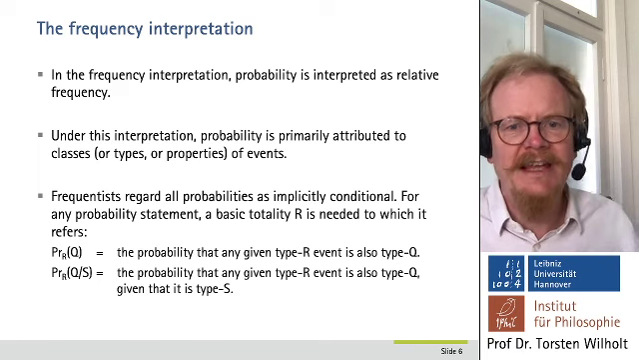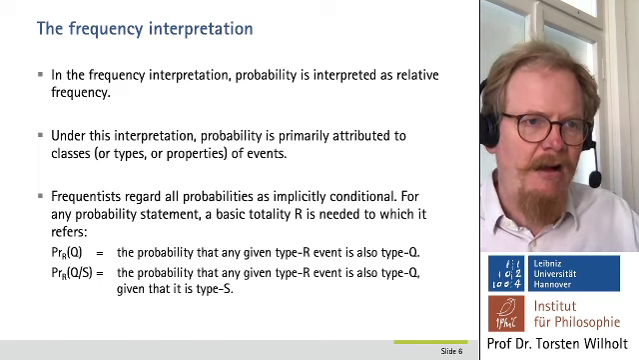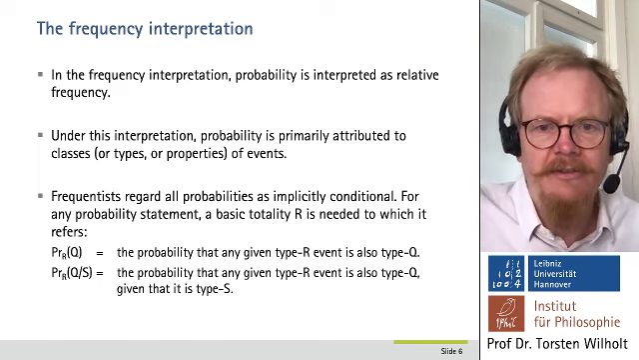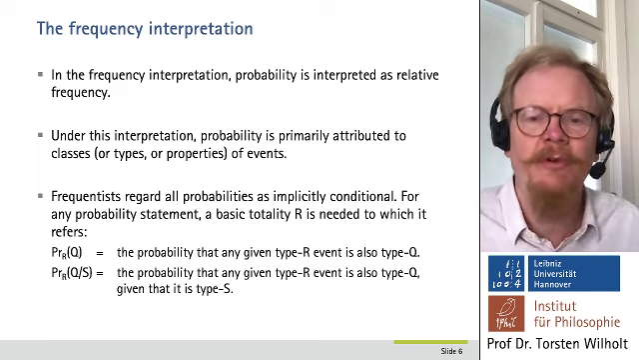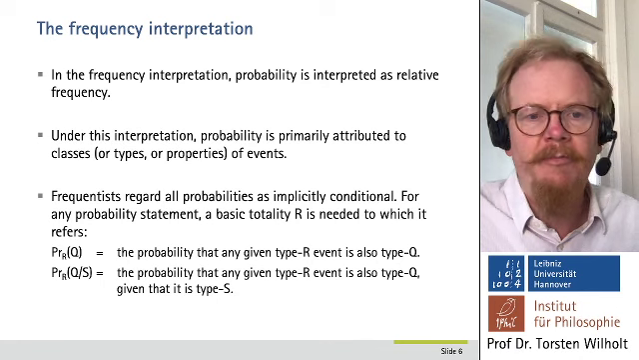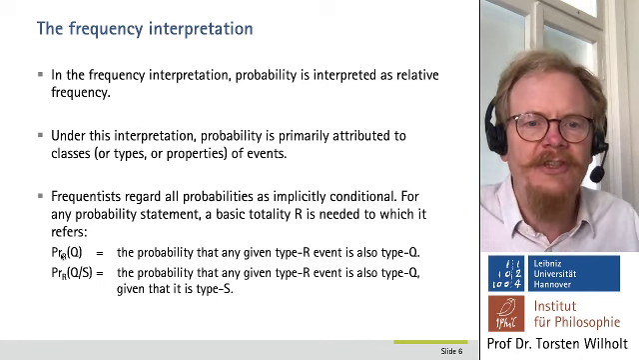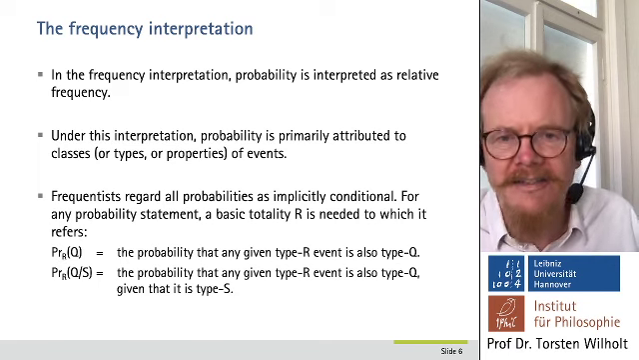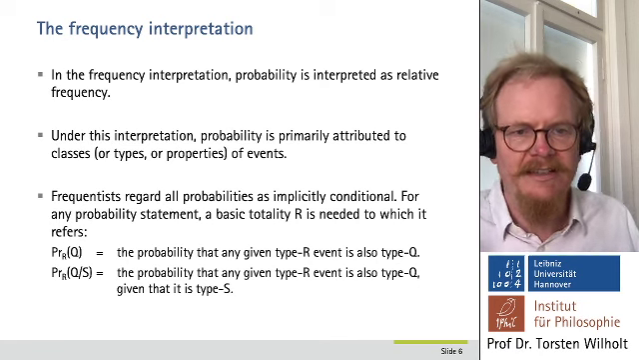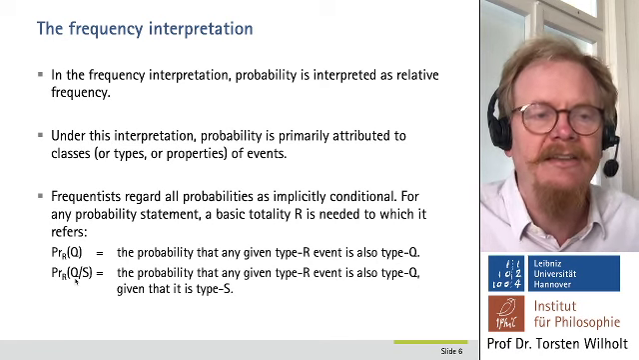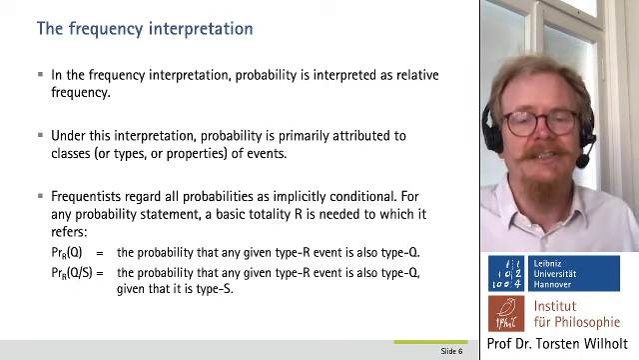For any probability statement, you need a reference to some basic totality, which I've here called the totality R, because you need this as a reference point. And so the probability with reference to R of Q is the probability that any given type R event is also a type Q event. That's the basic idea.